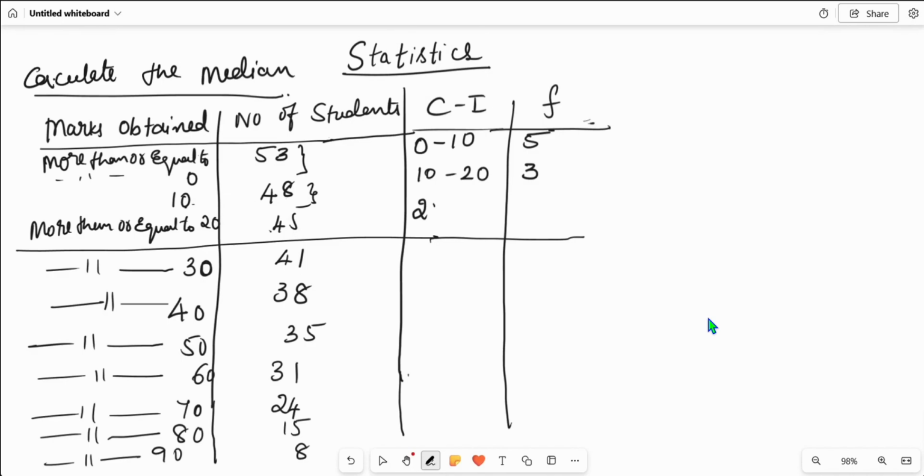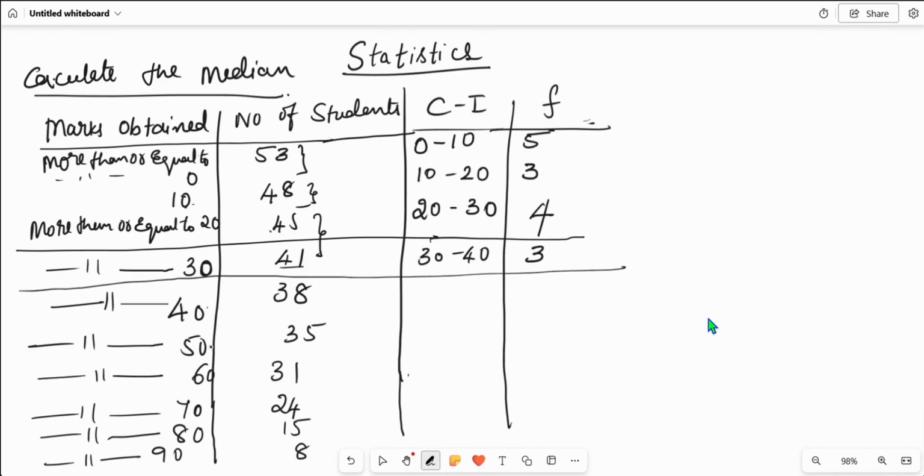So 20 to 30, it is 45 minus 41. It is 4. Next, more than 30, 41. More than 40, 38. Clearly the difference from 30 to 40 here is 3. Then this is done, right? Now 40 to 50. The difference is what? 3.